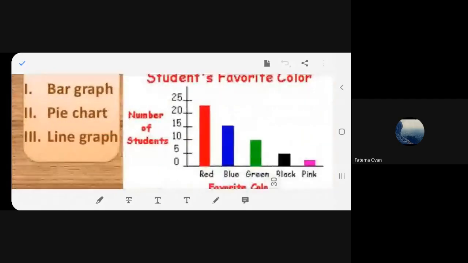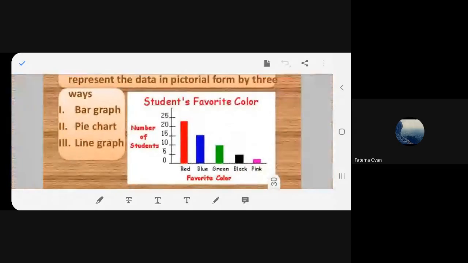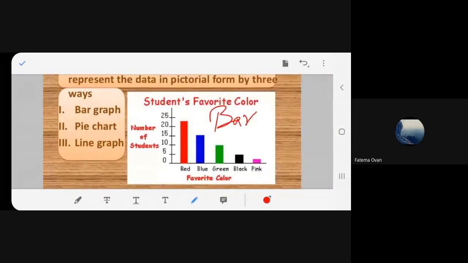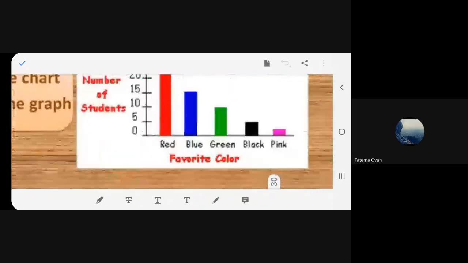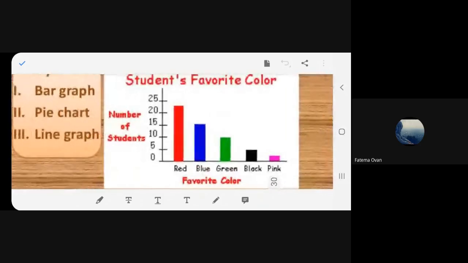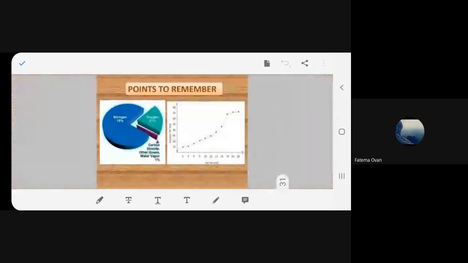First is the bar graph. What you see is a bar graph. You can see all these are bars: 1, 2, 3, 4. These are all bars. You got it? You understood? It looks beautiful, isn't it? So, this is a bar graph.